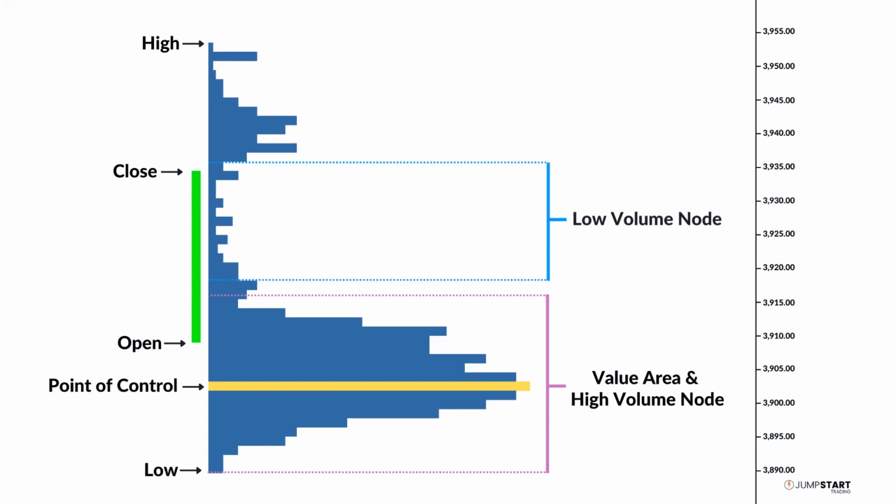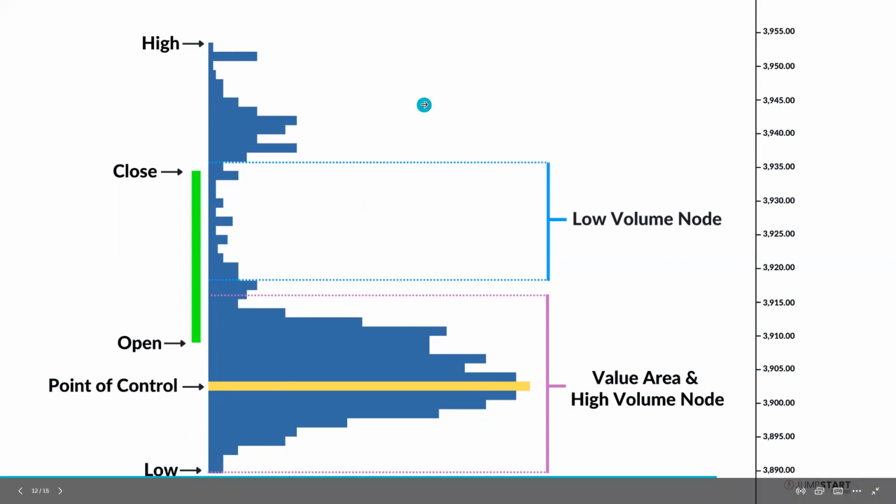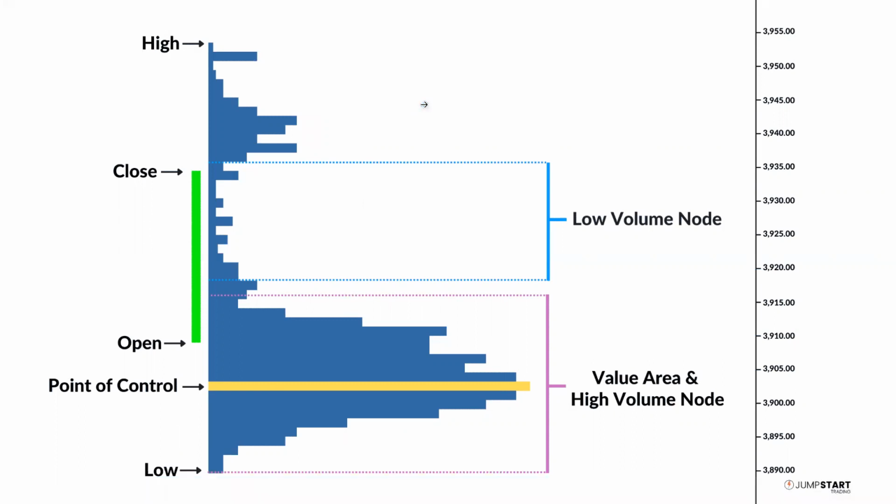Then you're going to have your low volume node area. You're going to have your open and your close, and you have your high and your low on the volume profile. So these are some of the terms that you need to start getting a little familiar with, so that way you can understand what it is that you're looking at on the volume profile and how to use it to its full advantage and take full advantage of its capabilities.